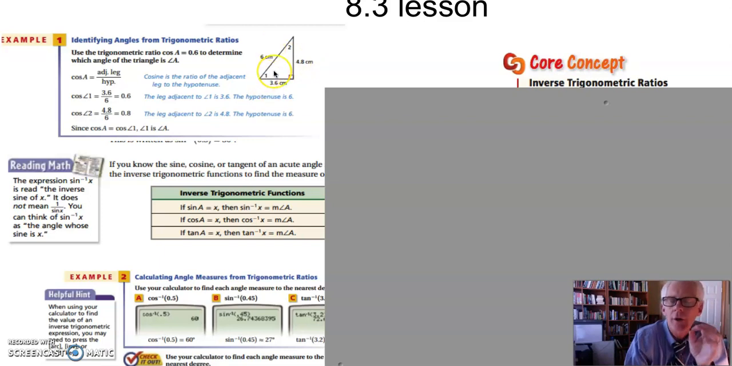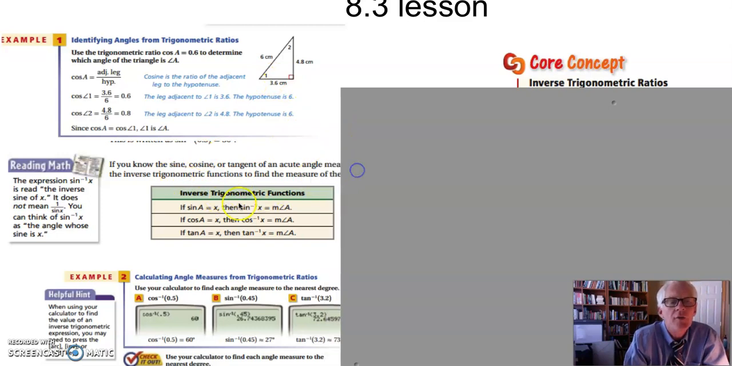So your calculator can go backwards. What we did last time, we knew the angle, we didn't know a side. So we can use the calculator to find the missing part of the ratio. But now if we know the ratio, we can go backwards to find the angle. So the sine of A equals this ratio, then the inverse sine of that ratio means it equals the angle.